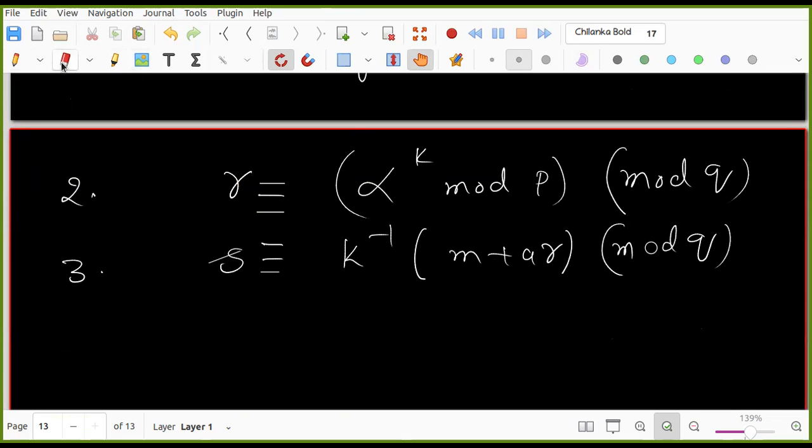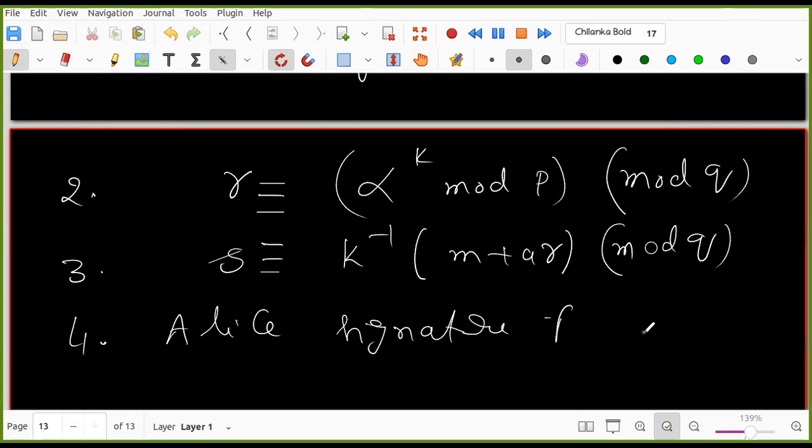So this much is done. Now the fourth one: Alice's signature for M is (R, S), which she sends to Bob along with M also.